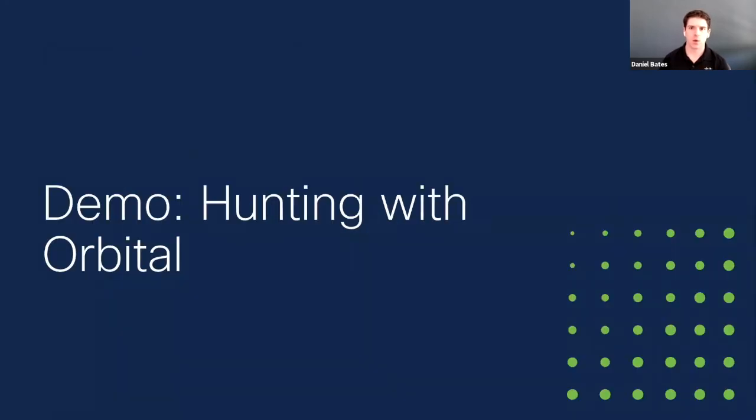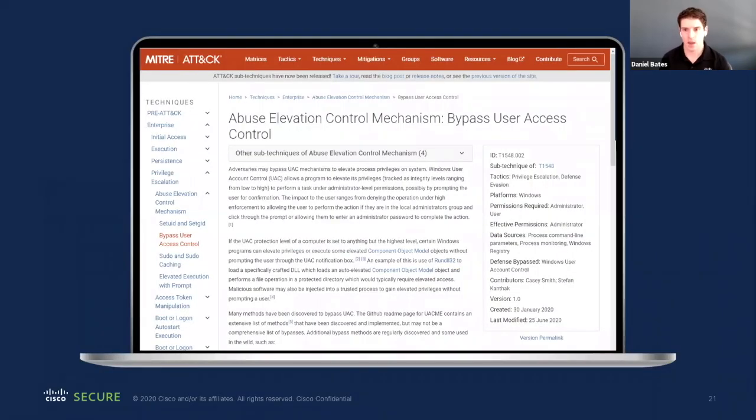All right, so I'm going to do a quick demonstration of how we can automate some threat hunting with Orbital. This is not necessarily product specific; I'm just using the product that I have access to. So we're starting with a hypothesis, and that is, in this case, threat actors are escalating privileges using a user account control, or UAC, bypass technique. That's T1548, sub-technique 2. So that's my starting point, and I'm going to look for ways that a threat actor might do that.